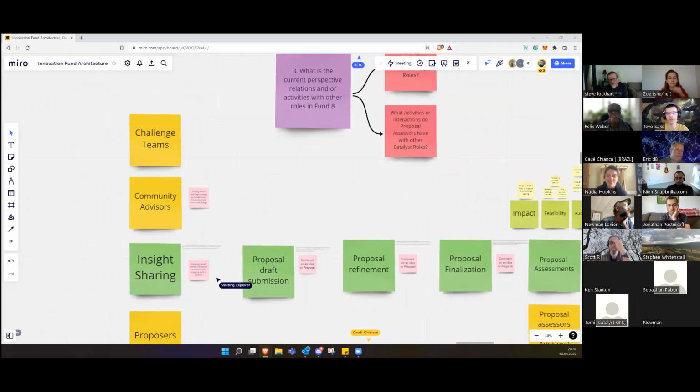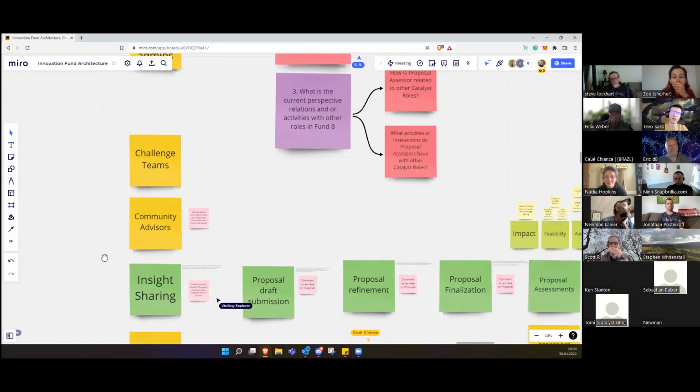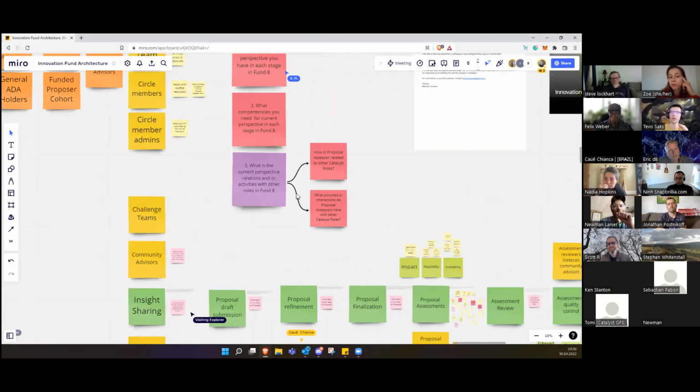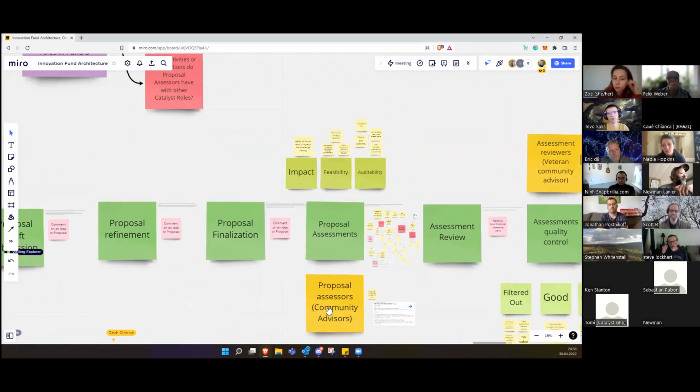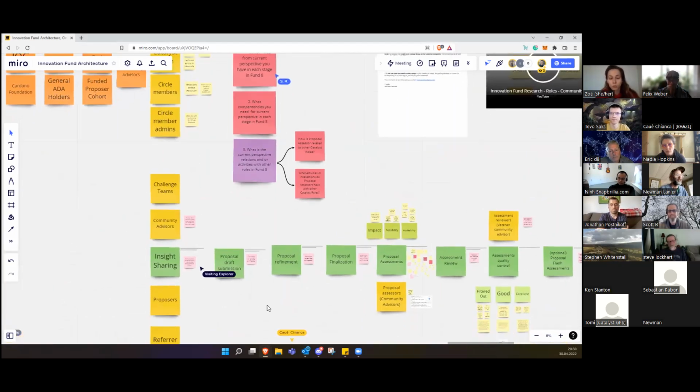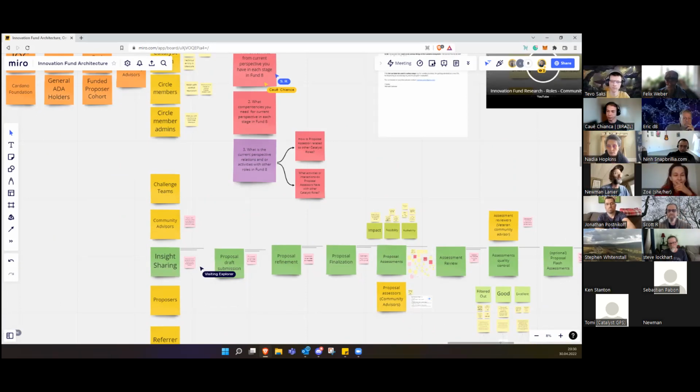Yes, and that's the reason we split up the community advisors, and it starts with the insight sharing stage, where a proposal assessor will start with the proposal assessment stage. Okay, that's cool. Progress is progress. Also, a difference is that if you speak about proposal assessor, you just mean what's getting incentivized, and community advising is a bigger idea. Thanks for the context.